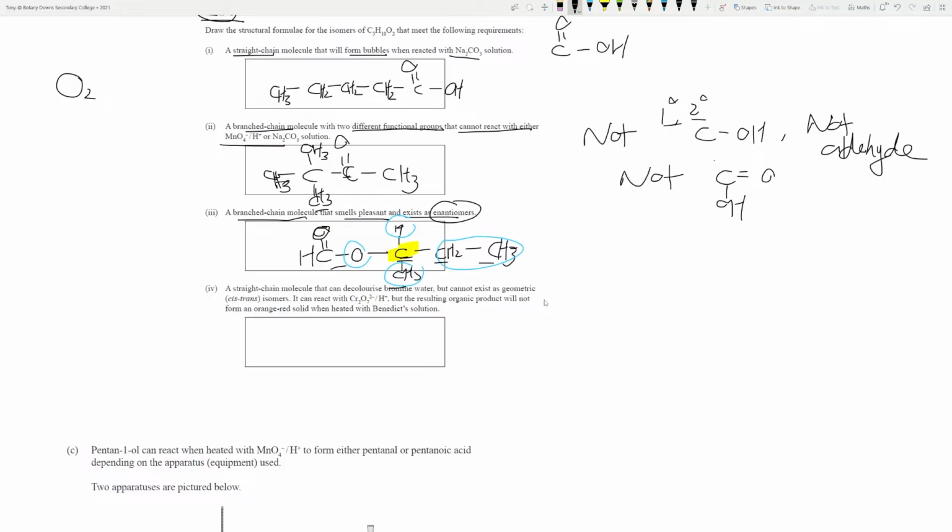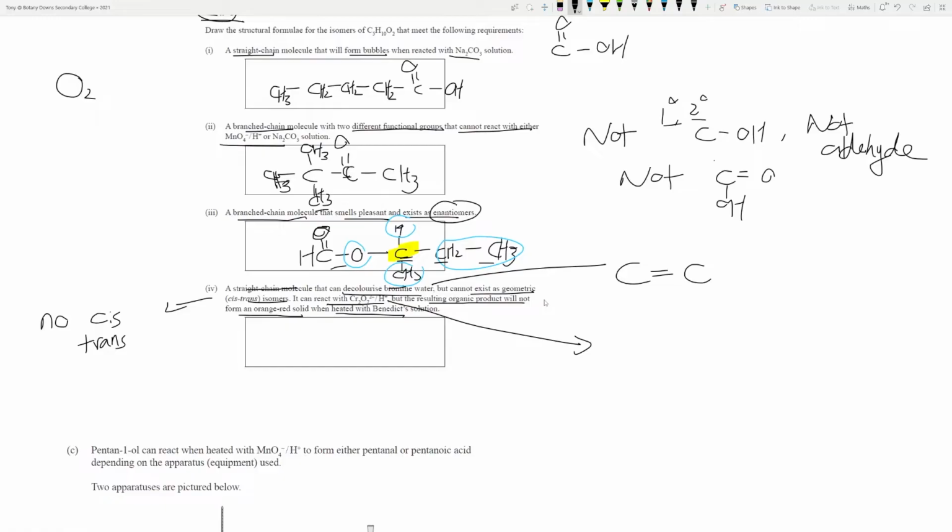Yep. Now a straight chain molecule that can decolorize bromine water, C=C double bond, cannot exist as geometric isomers, so no cis and trans. So that means the 2 groups bonding to the carbon must be the same. It can react with the permanganate, but the resulting organic product would not form an orange-red solid when heated with Benedict's solution. So that means this reaction makes a ketone. It makes a ketone because a ketone doesn't react with Benedict's solution, only an aldehyde does.